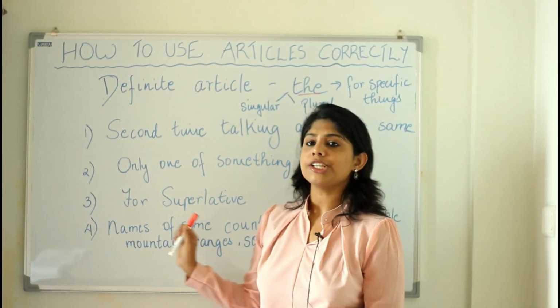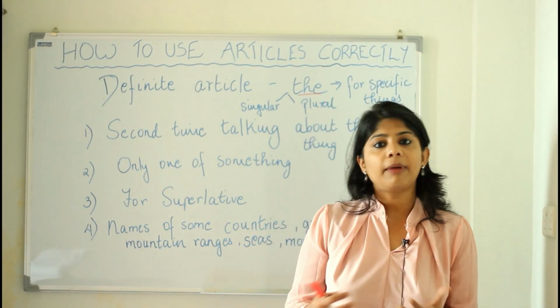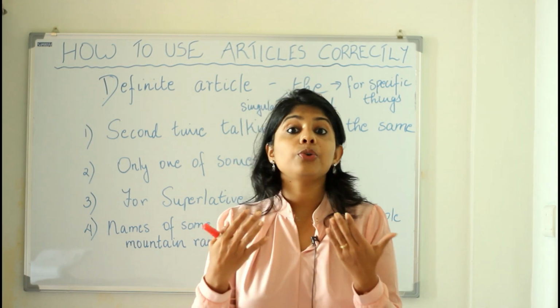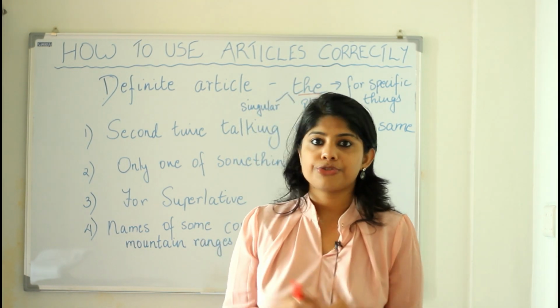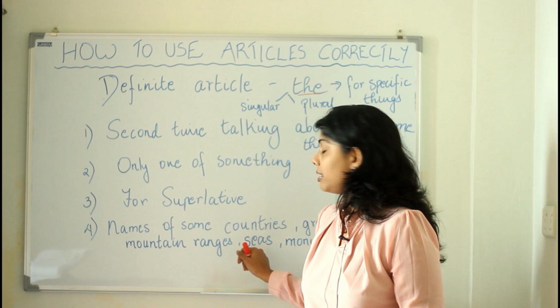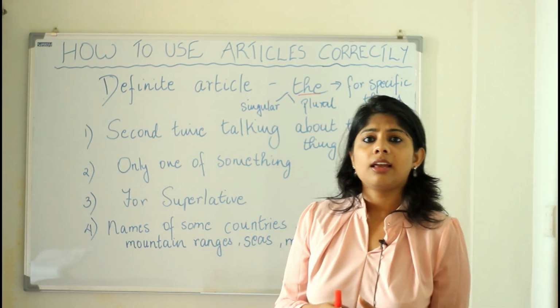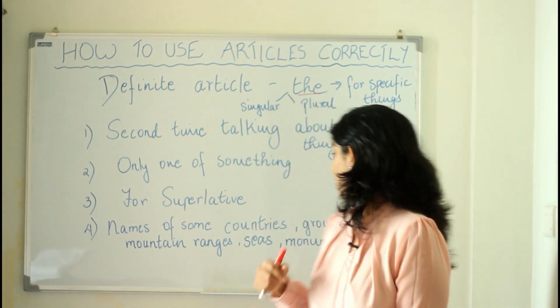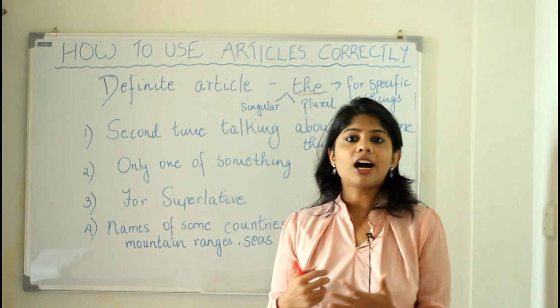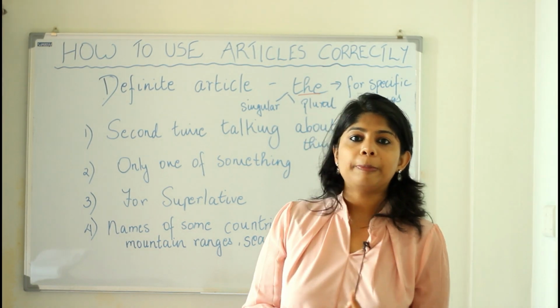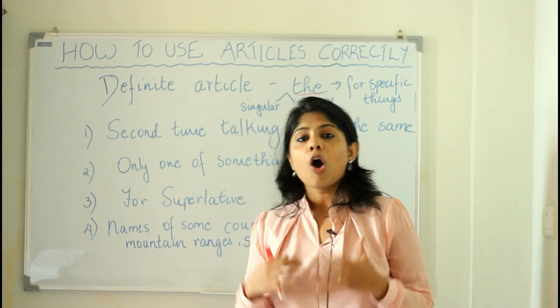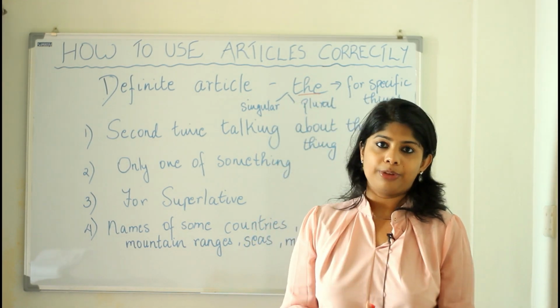The names of mountain ranges, the Himalayas, again you use the before the names of mountain ranges. Seas, the Arabian Sea, the Dead Sea, and monuments, the Taj Mahal, the Statue of Liberty, the Colosseum, all of these have a the before them.